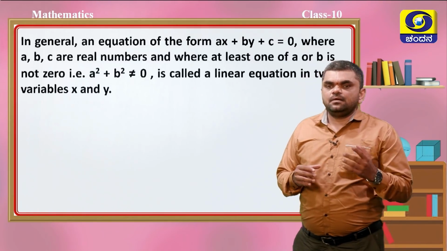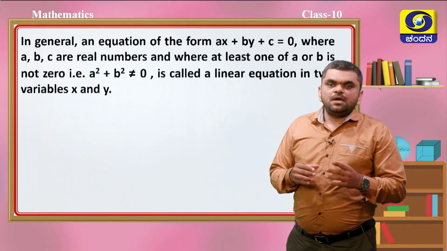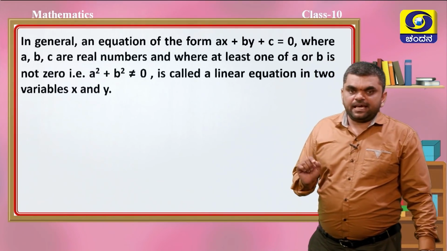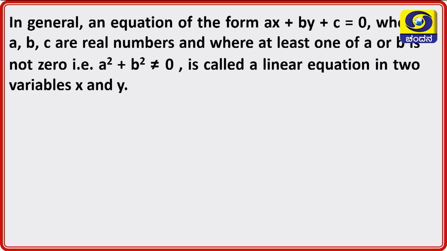In general, an equation of the form ax + by + c = 0, where a, b, c are real numbers and at least one of a or b is not equal to 0, that is, a² + b² must not equal 0, then only it is called a linear equation in 2 variables x and y.